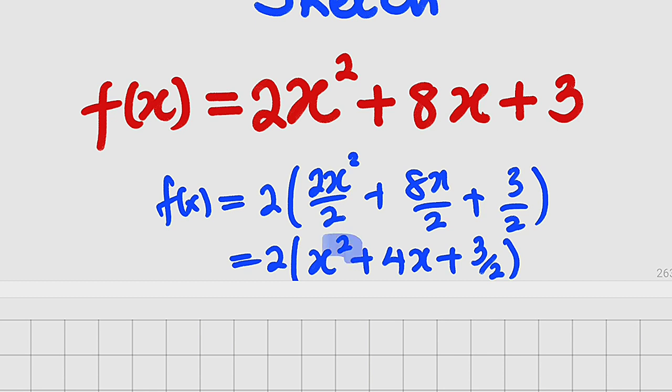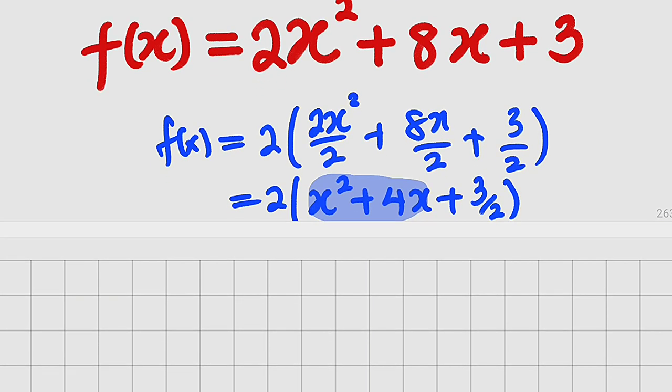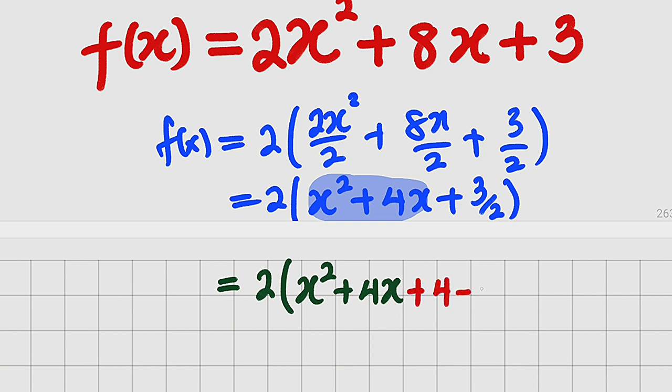We are going to transform the first two terms into a perfect square quadratic trinomial. So half of 4, which is the coefficient of x, will give us 2, and 2 squared is 4. And that's what we are going to add and also subtract because it wasn't there before. So this is equal to 2 multiplied by x squared plus 4x. Then that number you add, which is 4, you have to take it away again. So it's like we have not added anything. Then we have 3 divided by 2.